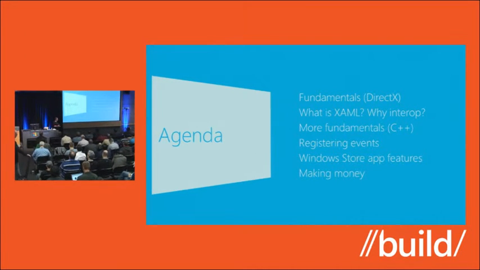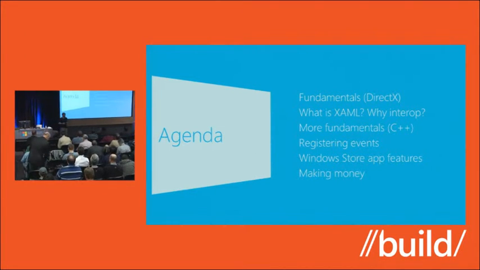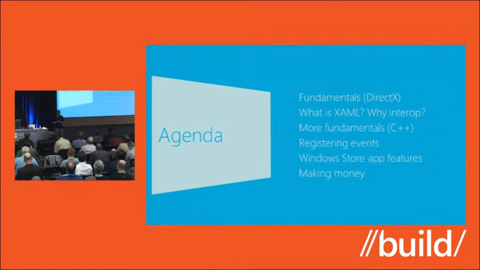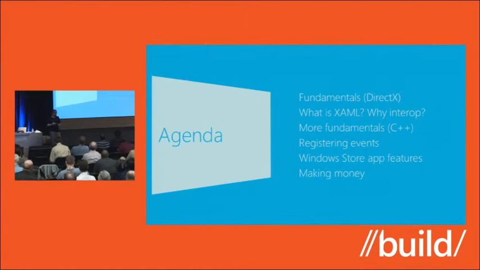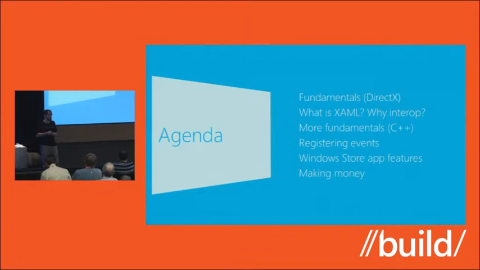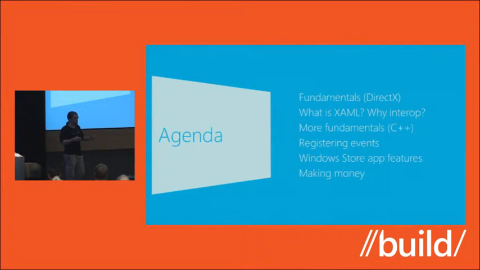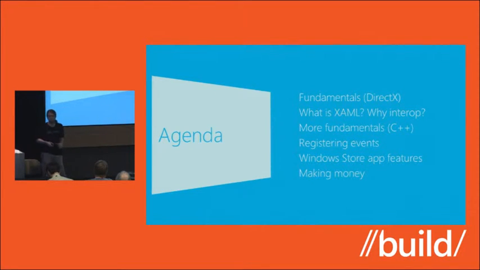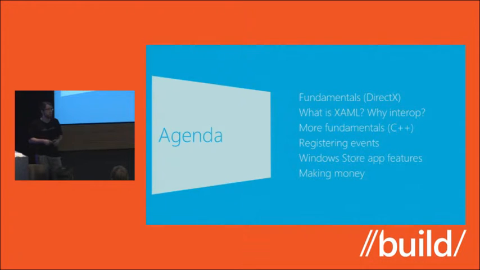So here's how I'm going to structure the talk. I'm going to give you the fundamentals of using DirectX with your Windows Store app, and how you can use XAML with DirectX. Then I'm going to talk about the fundamentals of C++. Some things have been updated to make your life easier as developers in the Windows Store. And then I'm also going to go into the Windows Store features. How do you do live tiles in C++? How do you do host notifications? Things like that.